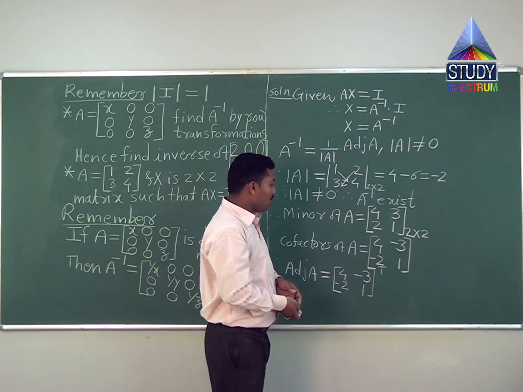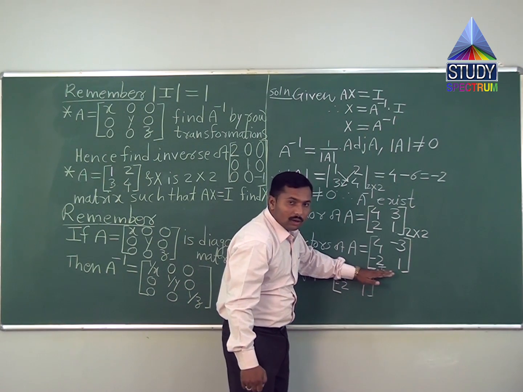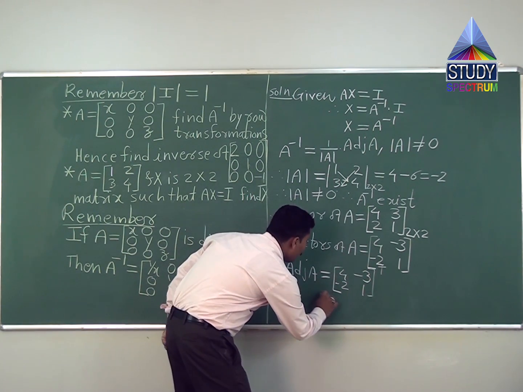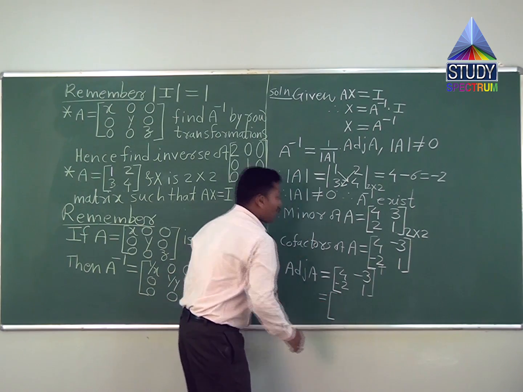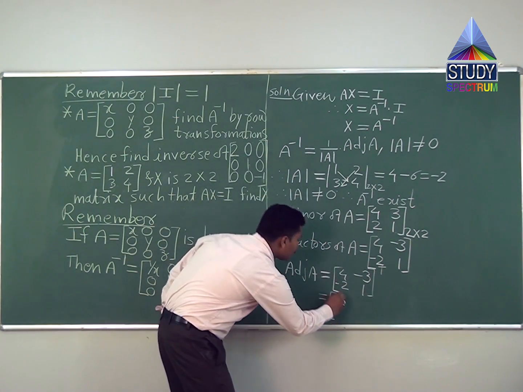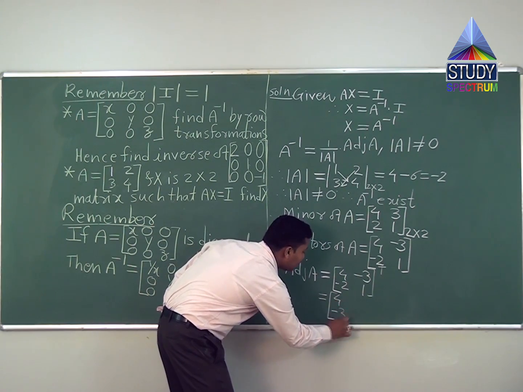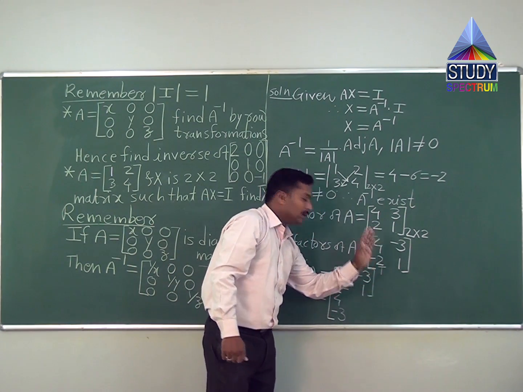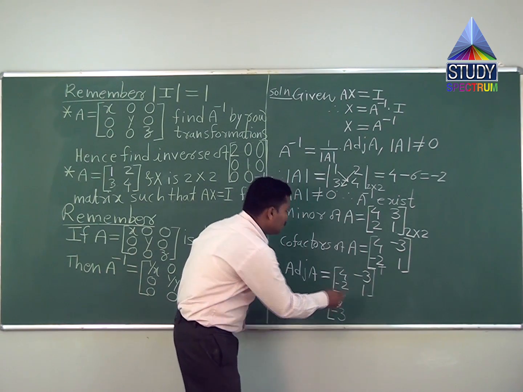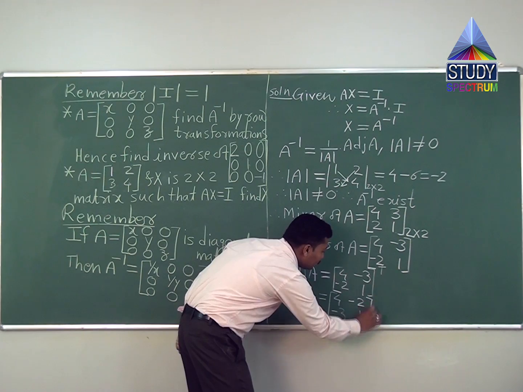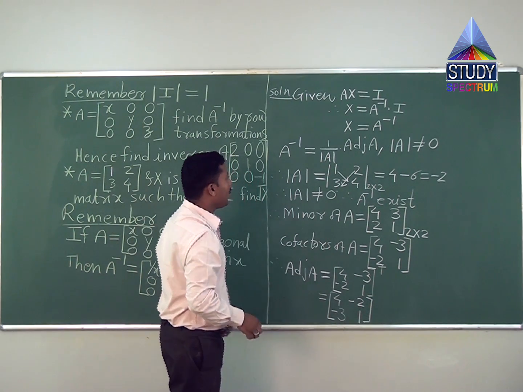Transpose means convert the row into column. So first row become first column. So first column is 4, minus 3. Second row become second column. So second column is minus 2 and 1. So this is our adjoint of A.